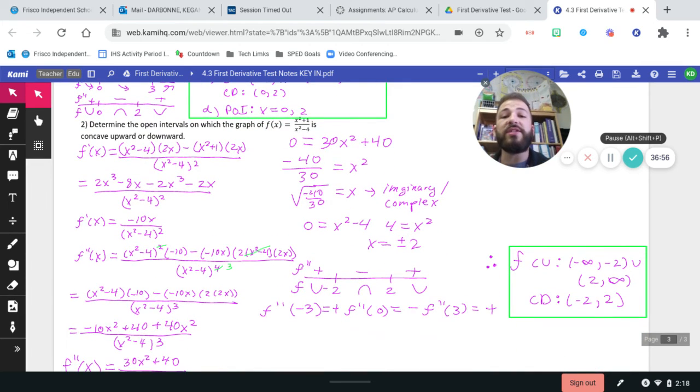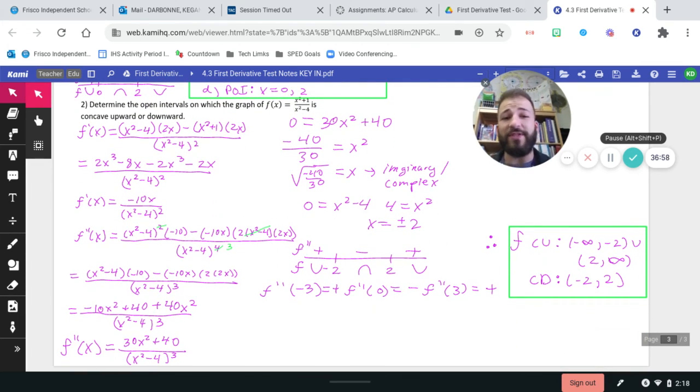All right, number 2, this one was a doozy just because its derivative was kind of a mess to have to derive and then also actually do something with it. If I didn't have to do something with it, it would have been a much easier derivative, but I wanted to do something with it. So I want to know when it's concave up or concave down. So I have to take not just the first, but the second. So take the first derivative, simplify it down as much as I can. Take the second derivative, simplify it down as much as I can. And you should get 30x squared plus 40 over x squared minus 4 to the third.